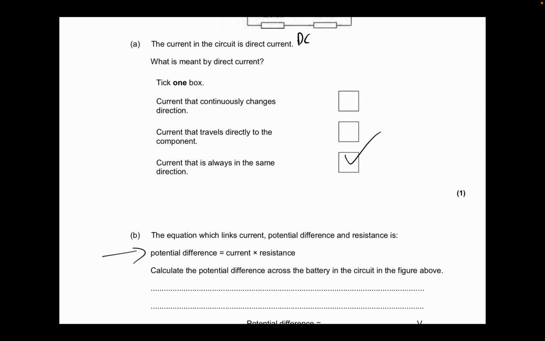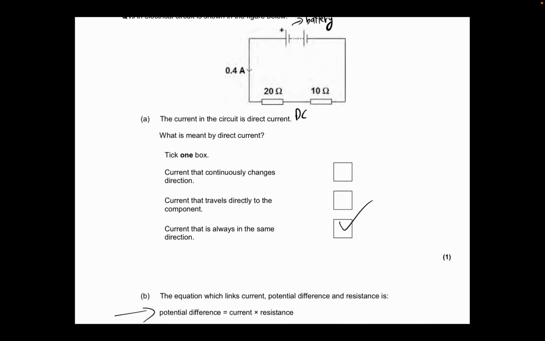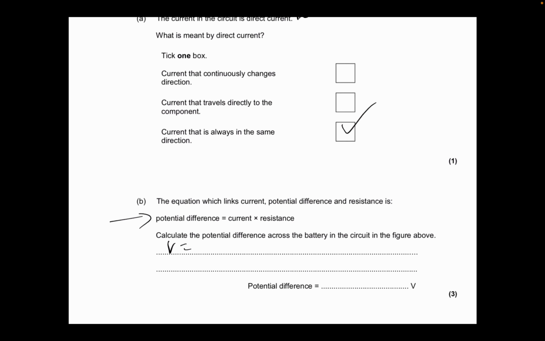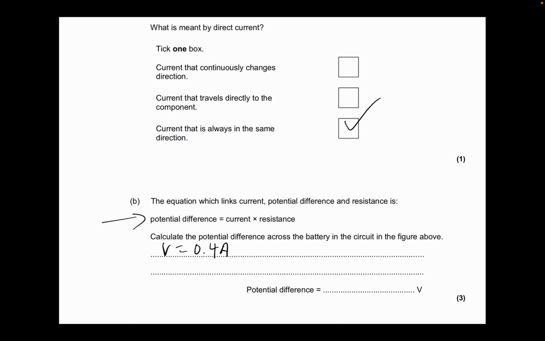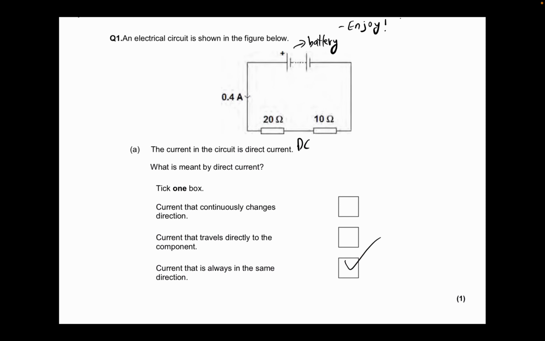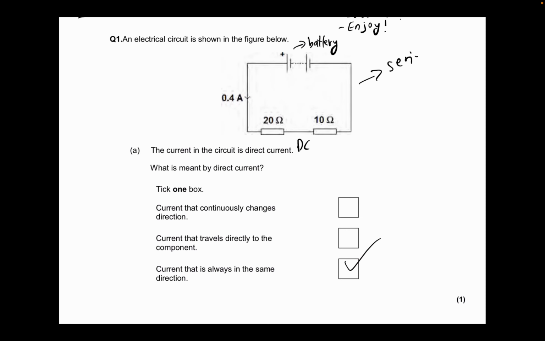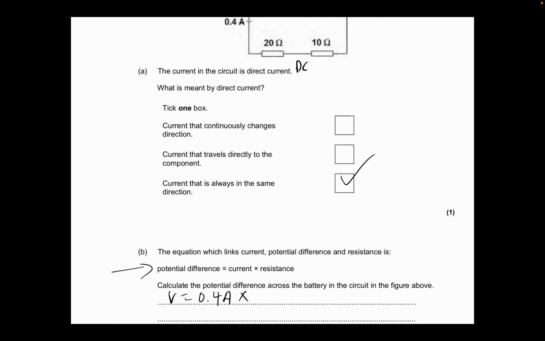For potential difference, I like to use the symbol V. The current in this case is going to be 0.4 amps, since it's given in the question itself, and you're going to multiply it by the resistance. What you can notice is that this is a series circuit. In a series circuit, the resistance adds up. So the resistance is going to be 20 ohms plus 10 ohms.